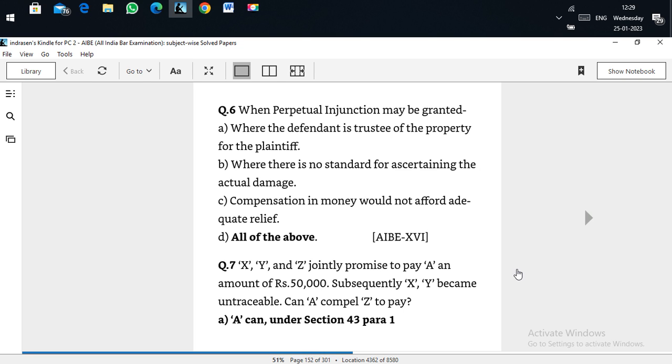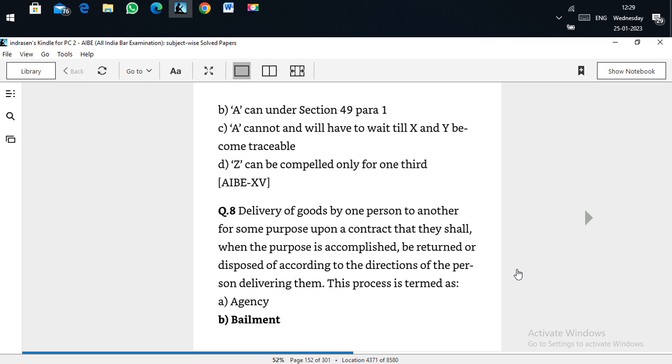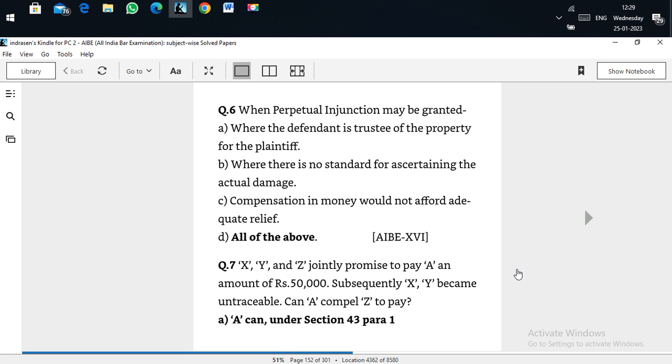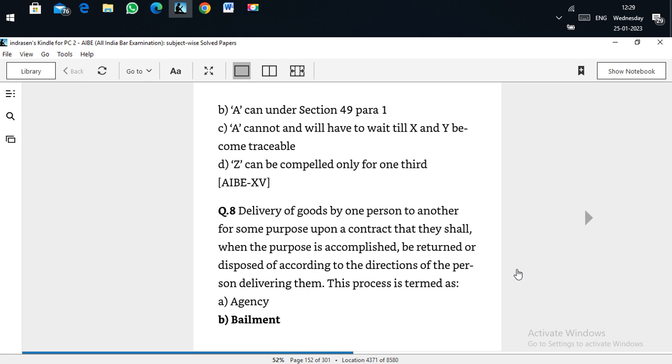X, Y, and Z jointly promise to pay A an amount of 50,000 rupees. Subsequently, X and Y become untraceable. Can A compel Z to pay? A can compel under the Section 43, Para 1 of the Act. It is a joint or a several liability. In absence of X and Y, Z is liable to pay. A can seek it under Section 43 Para 1.